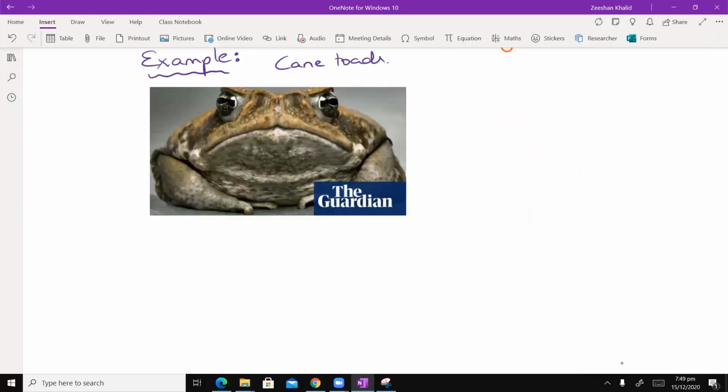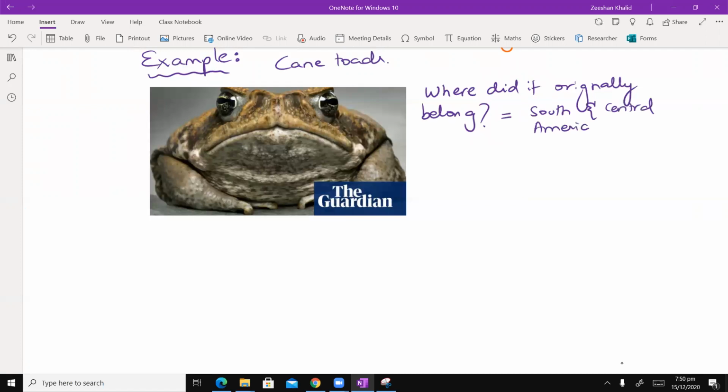Okay, now where did they come from? Where were they introduced? So I will pose them as questions. Where did it originally belong? Okay, it actually belonged to, they're native to South and Central America. ठीक है जी. अच्छा जी. If they're native to that, where were they introduced to? So that's the second question that I'm posing. Where were they introduced? Well, the answer for that is they were introduced to many islands of Caribbean, Pacific, and Australia.